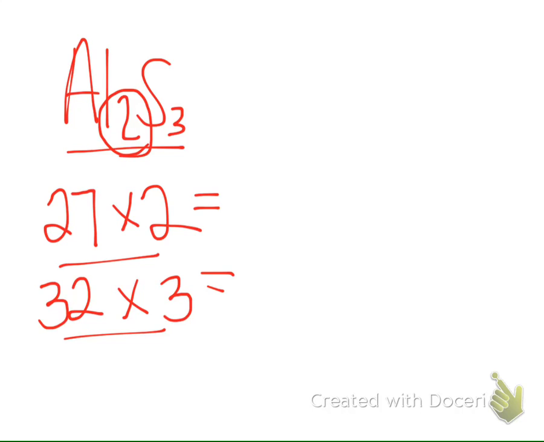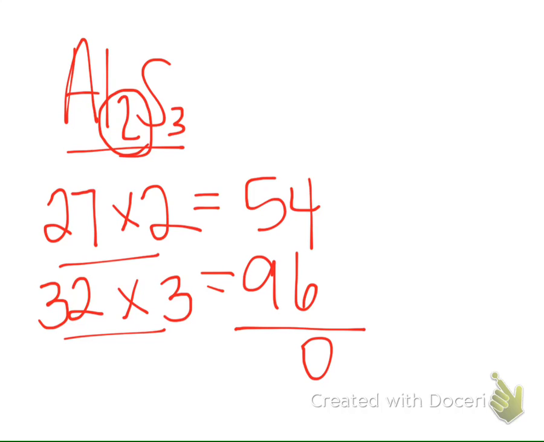Okay, so 27 times 2 is what? And 32 times 3 is... We add those together. Right? 150? Is that right? Okay. 150 grams per mole. These are types of things, calculating molar mass, that will be on your final. So these are things that you maybe want to brush up on a little bit.